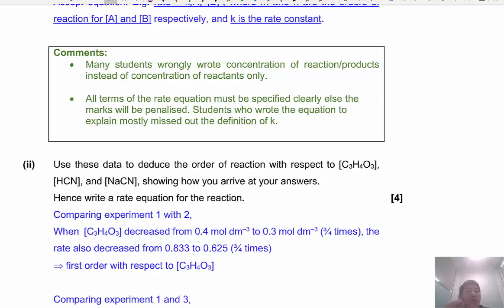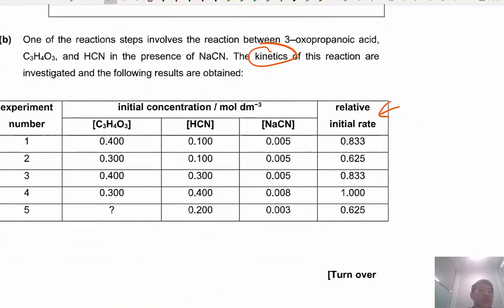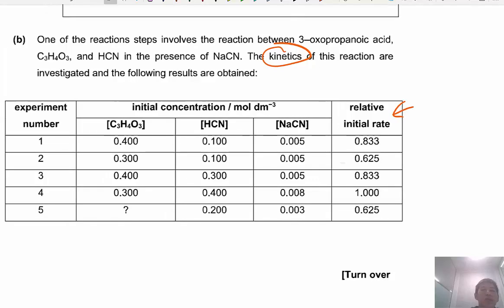Now use the above data to deduce the order of reaction with respect to each of these reactants. Then construct a rate equation. Well, so this is back to the usual. So to find C3H4O3, you should realize, oh, I'll compare these two, because HCN and NaCN are the same. Okay, I can write here 1 versus 2.